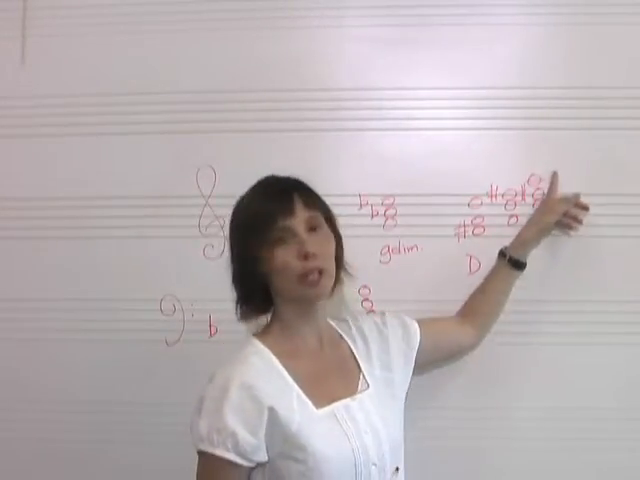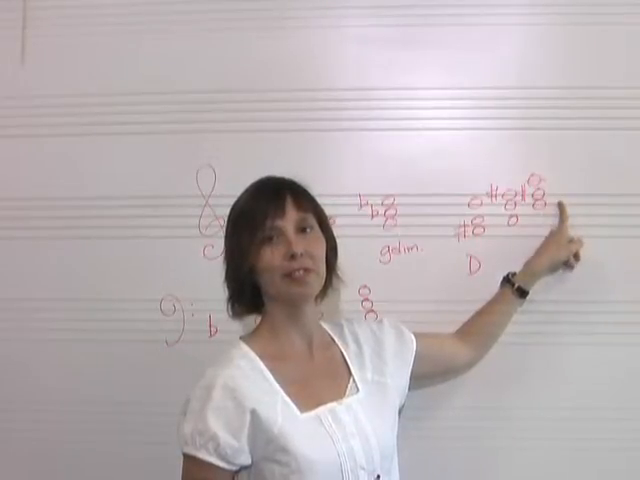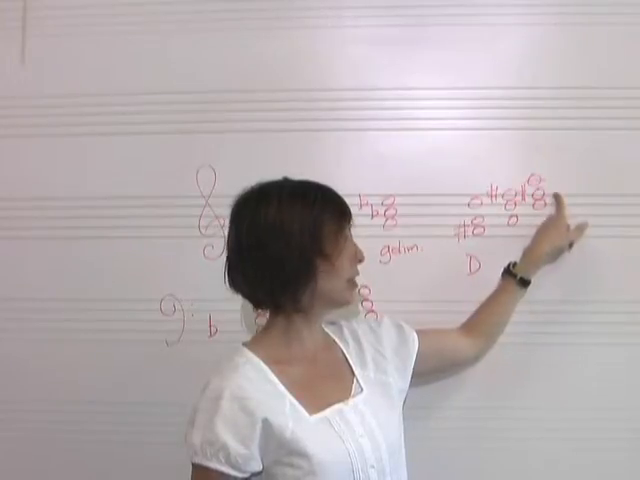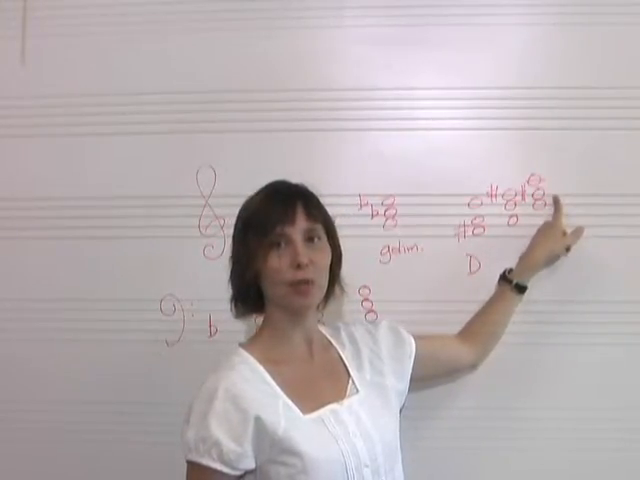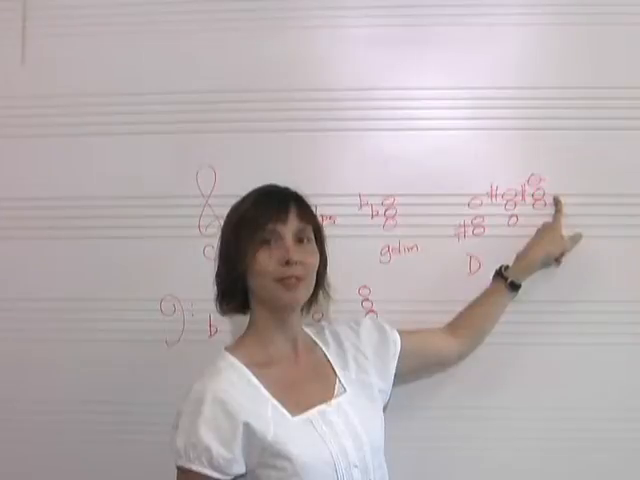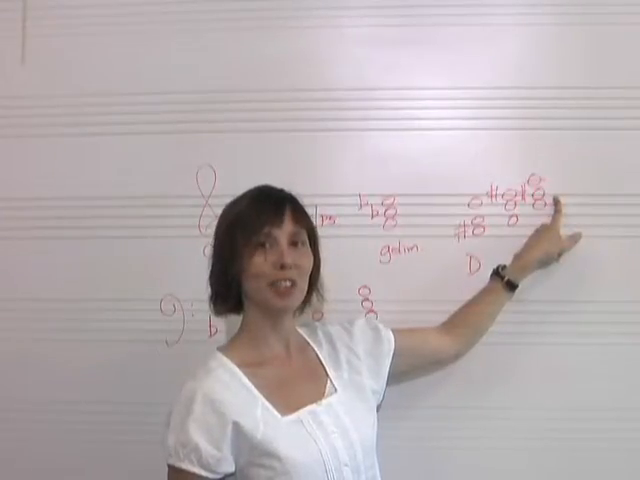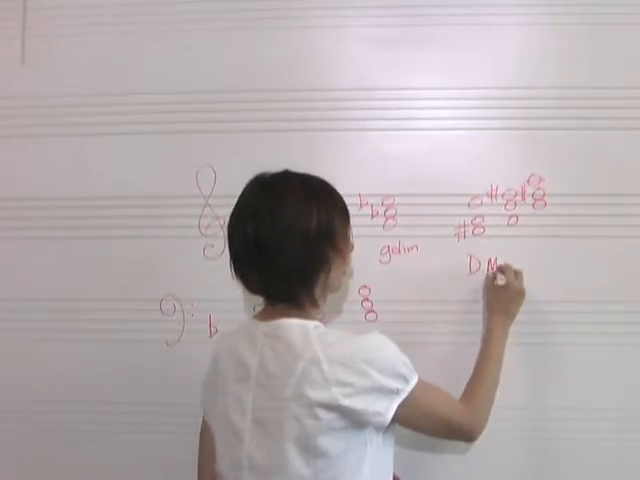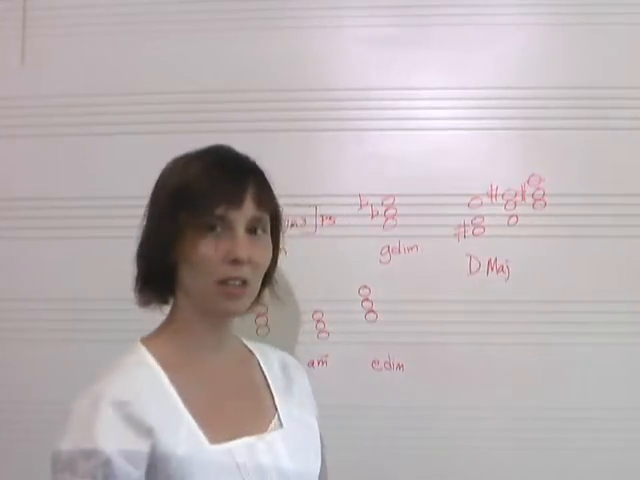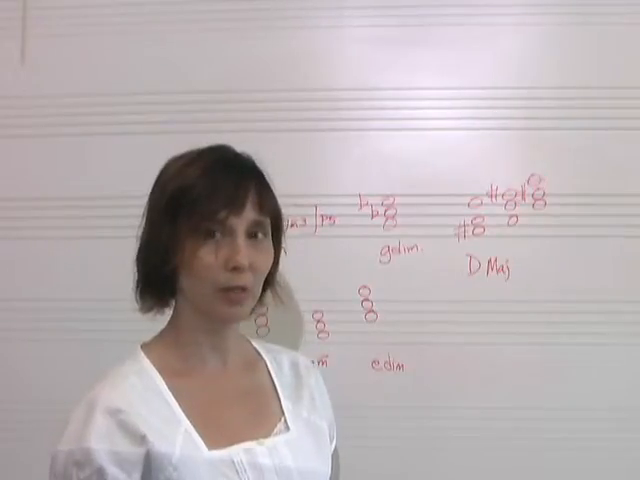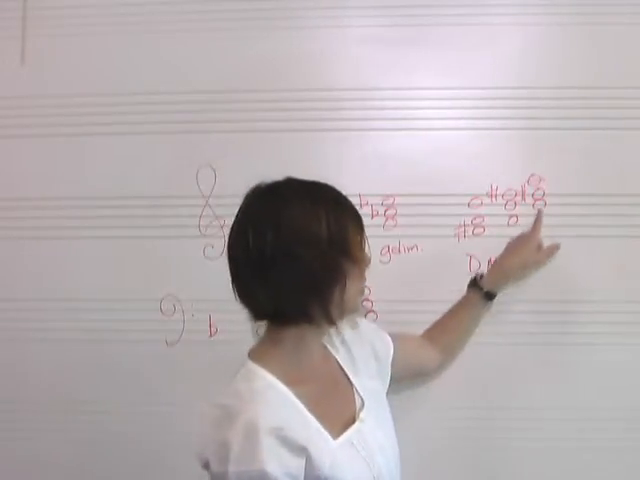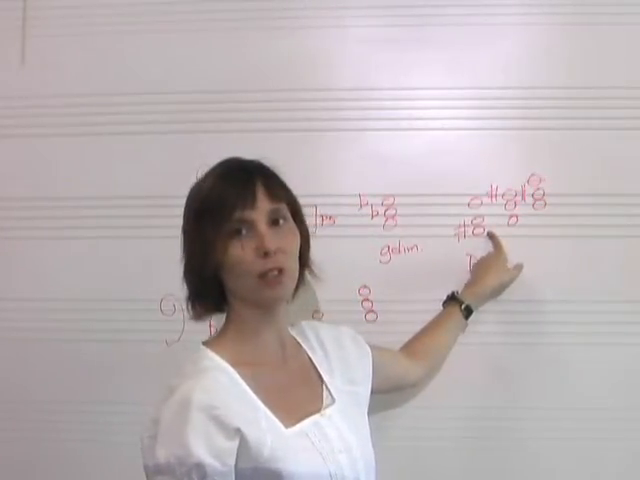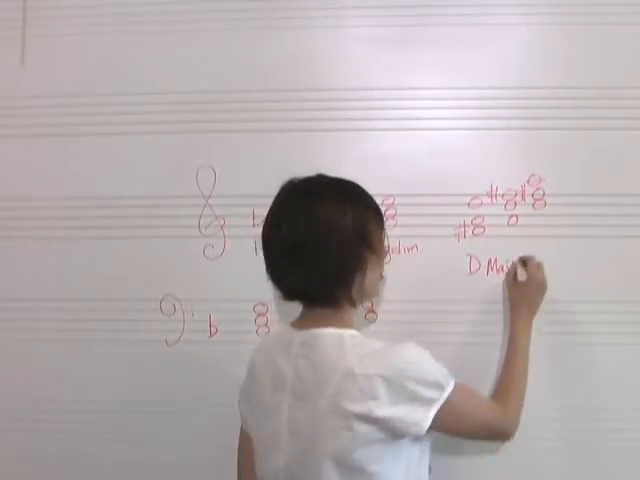So what kind of a fifth do I have from D to A? Perfect. And what kind of a third do I have from D to F sharp? Major. So this is a D major. And if I wanted to call it an inversion, which inversion would it be? Well, this is root position. This is first inversion with the F sharp on the bottom. So this would be a first inversion triad.